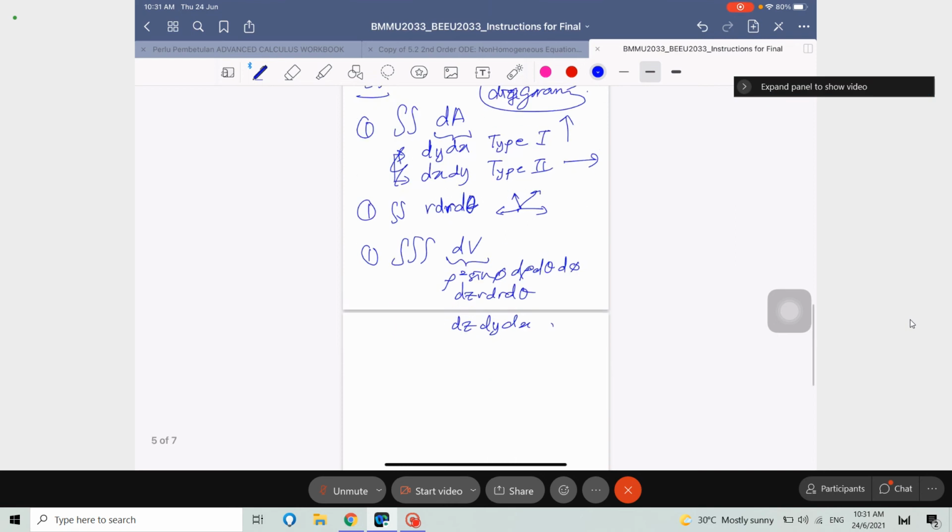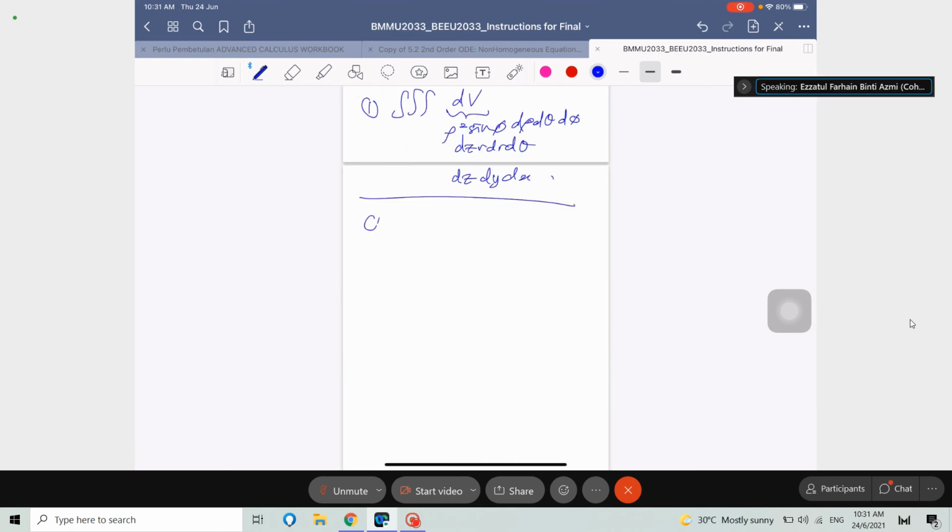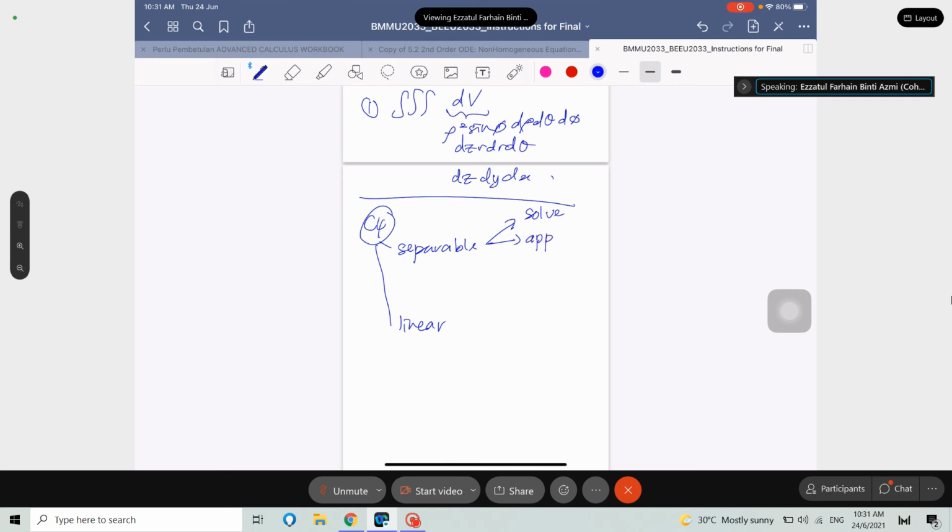Okay, next, Chapter 4. In Chapter 4 you learn separable, and another one is linear. For separable, you learn how to solve, and then applications. For applications, you learn two types, which are temperature and population. Make sure you know the formula. You have to remember the formula.